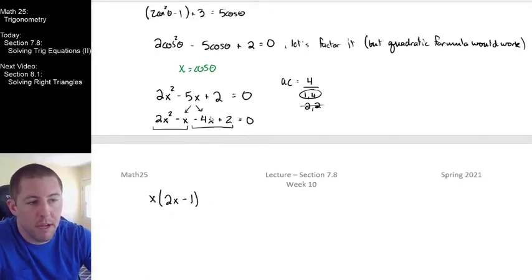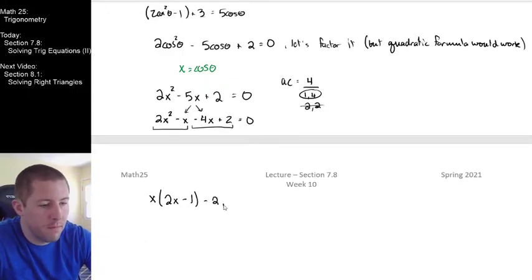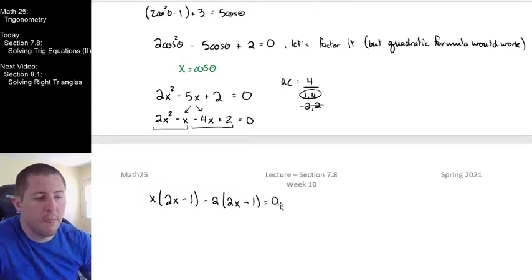For our second grouping, what I can see is there's a common factor of 2. And I always hate when my leading term is negative, so I'm going to factor out a negative 2 from each term in the second group. When I divide this term by negative 2, it leaves me with a positive 2x. When I divide positive 2 by negative 2, I get a negative 1, and that's equal to 0.